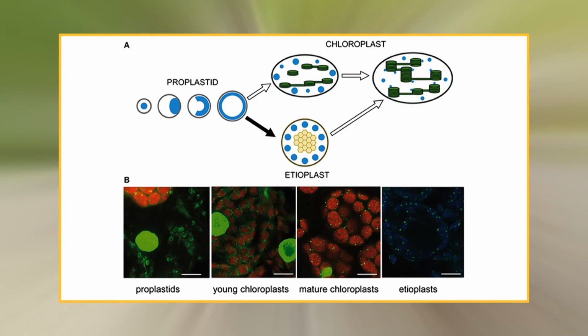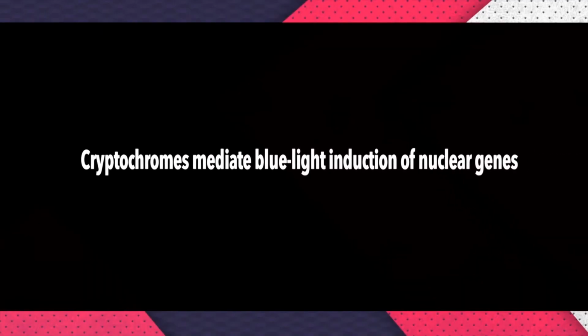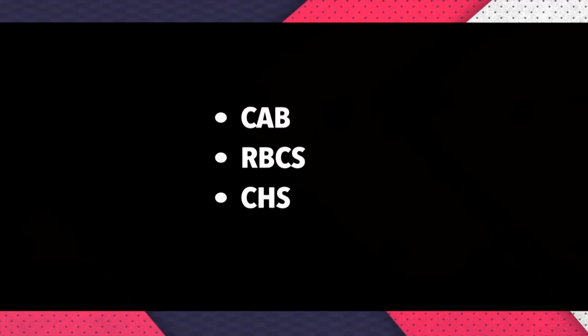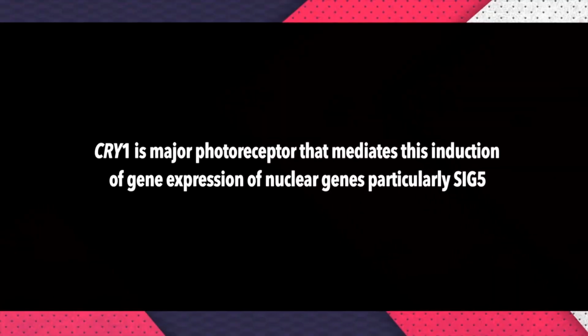The major mechanism behind chloroplast development during de-etiolation is the change in gene expression in both nuclear and plastid genomes. Cryptochromes mediate blue light induction of nuclear genes. These genes encode proteins which are essential for photosynthesis and other functions of plastids. Some of these genes include CAB, RBCS and CHS, which also form components of the plastid transcriptional apparatus. Cry1 is the major photoreceptor that mediates this induction of gene expression of nuclear genes, particularly SIG5. The cryptochrome helps in supplying the nuclear encoded proteins to the plastid. These proteins play an important role in the transcription that occurs in chloroplast during de-etiolation.